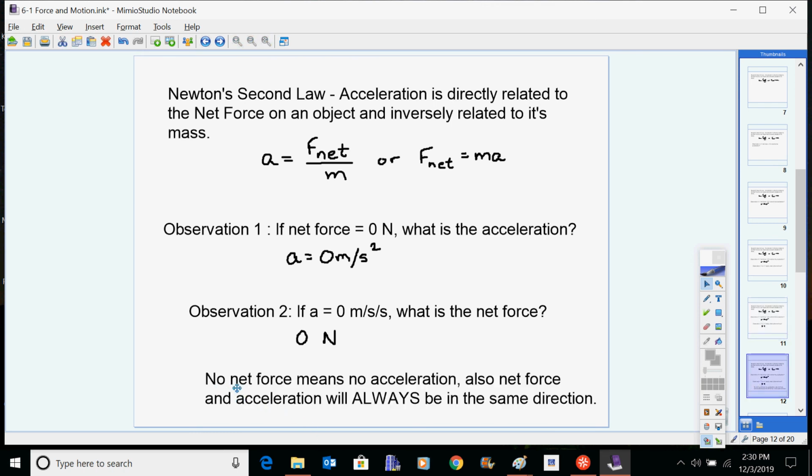So here's a really, really important thing to get your head around. No net force always means no acceleration. Okay? Zero net force always means no acceleration. And net force and acceleration will always be in the same direction if it's a non-zero number. Okay, so super, super important.